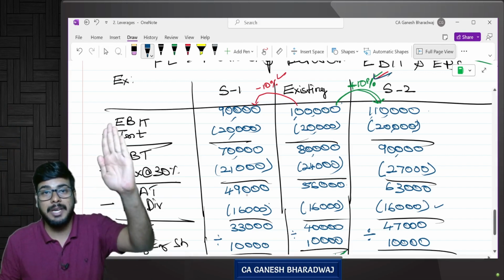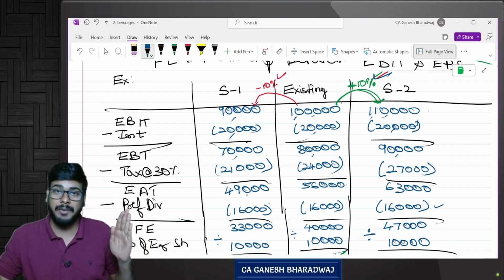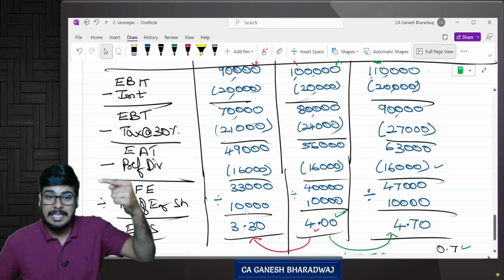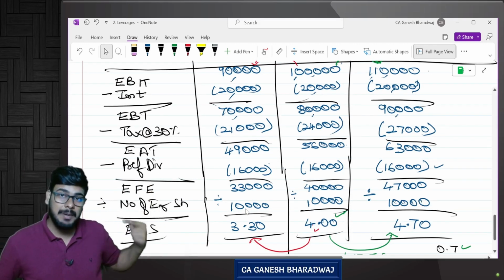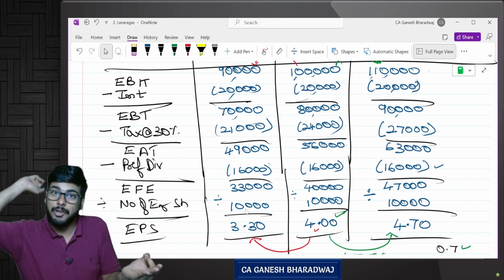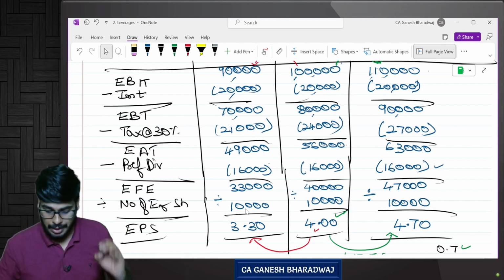Here, my profit EBIT increased by 10 percent. So now EPS is increasing by 1.75 times the 10 percent, that is 17.5 percent. Are you clear with this? Similarly, it will happen if the EBIT reduces. If the EBIT reduces by just 10 percent, EPS will reduce by 17.5 percent. It's a double-edged sword. Are you clear with this?